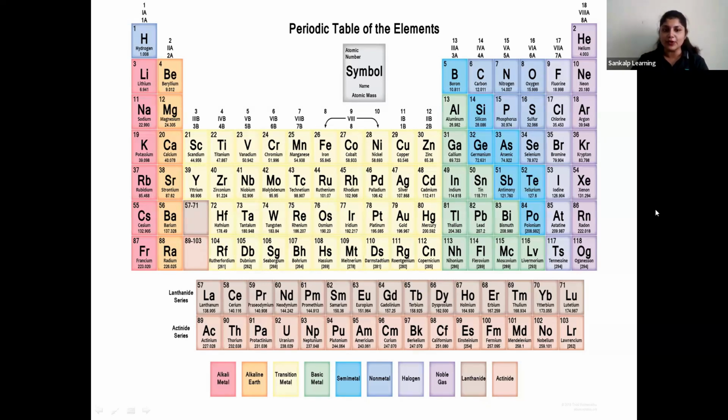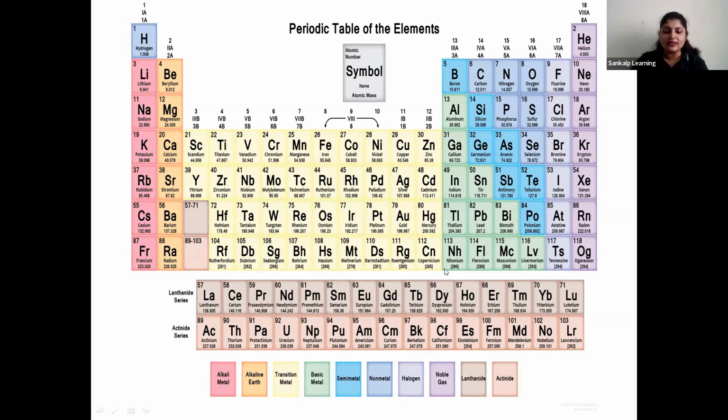So in your periodic table, there are some natural elements and there are some synthetic or man-made elements. Natural elements means what? These occur naturally. There are some elements which occur naturally on Earth, so they are called natural elements. For example, oxygen, then nitrogen, then carbon. These are some of the elements which occur naturally on the Earth. So these are called natural elements.